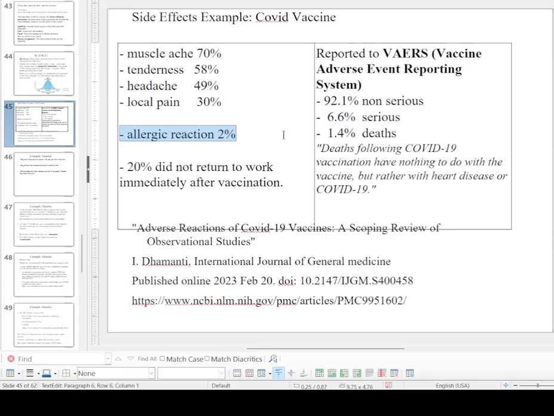Allergic reaction happens to all medications, and there's absolutely no way to predict who will get an allergic reaction to a medication or not. That's why people are told to wait at the clinic for 15 minutes before they're free to leave, just in case there's an allergic reaction. 20% did not return to work immediately after vaccination, so it caused body aches or some of these things. And now for severe, serious adverse reactions, it was this amount. And then there's like 1.5% of people who took the vaccine, 100% did die.